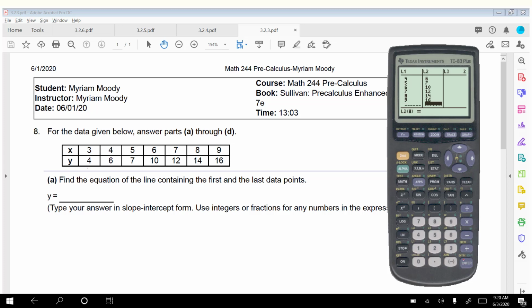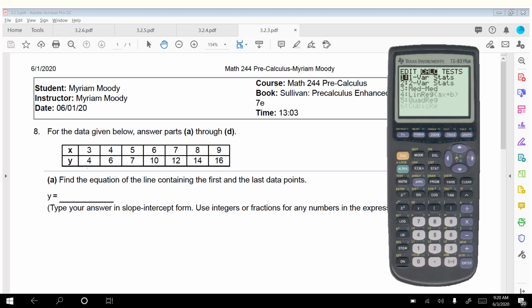Okay, so gratefully I ended up with 7 in each column. Because if one column has more than another, it's going to give you a dimension error. So be very careful about that. Okay, so I inputted my x's and my y's. And now I need to go back to stat. And I need to tell the calculator to compute. I need to tell the calculator to calculate.